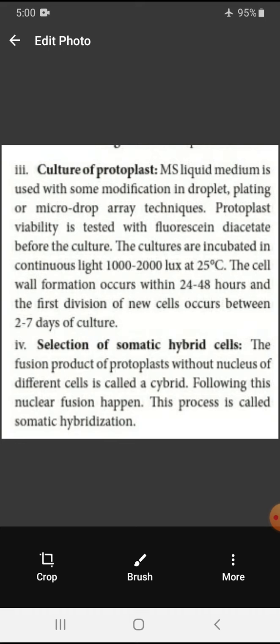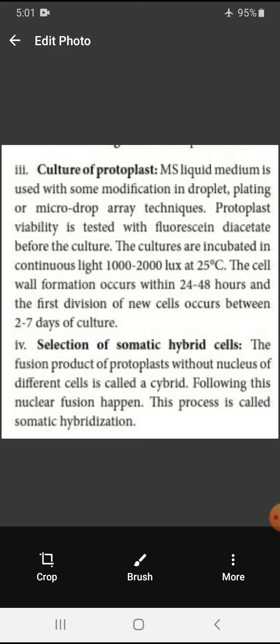The cultures are incubated in continuous light, 1000 to 2000 lux, at 25 degrees Celsius. The cell wall formation occurs within 24 to 48 hours, and the first division of new cells occurs between 2 to 7 days of culture. So the culture of protoplast takes place only in the MS liquid medium.